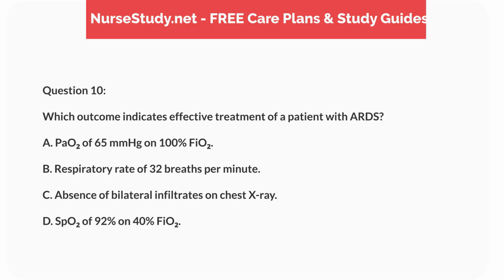Question 10. Which outcome indicates effective treatment of a patient with ARDS? A. PaO2 of 65 mm of mercury on 100% FiO2. B. Respiratory rate of 32 breaths per minute. C. Absence of bilateral infiltrates on chest X-ray. D. SpO2 of 92% on 40% FiO2.